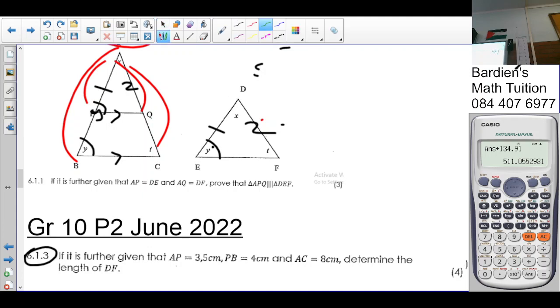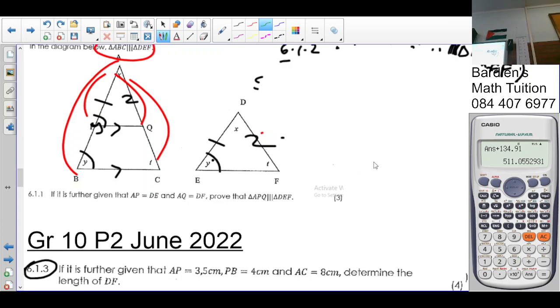It is further given that AP is 3.5, PB is 4, AC is 8. Determine the length of DF.